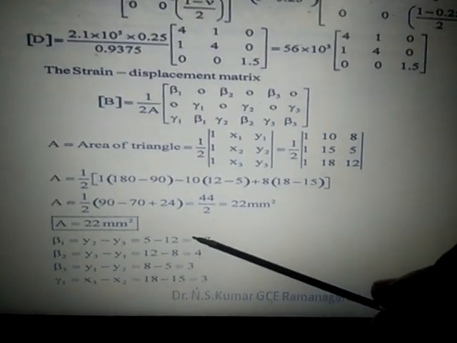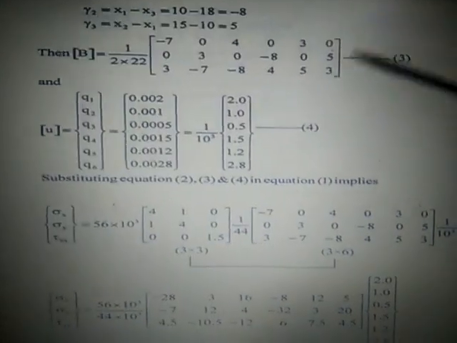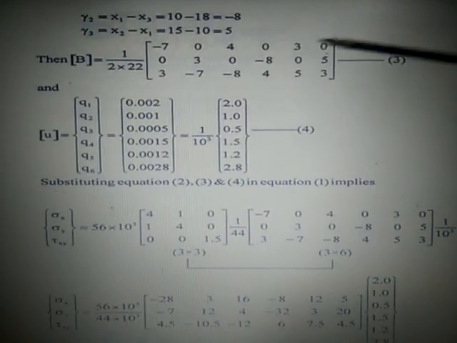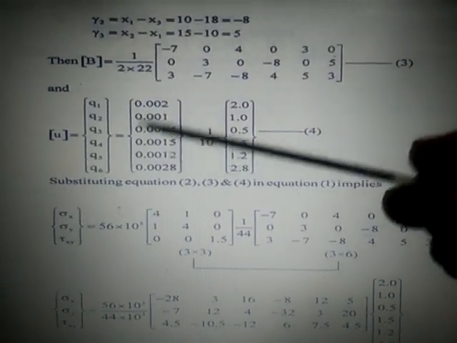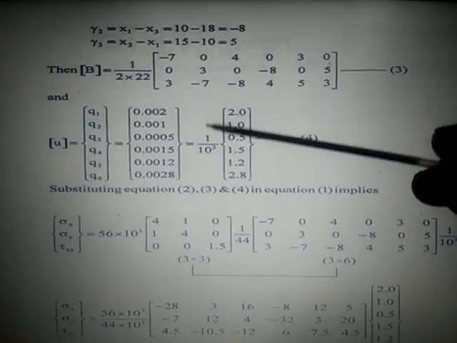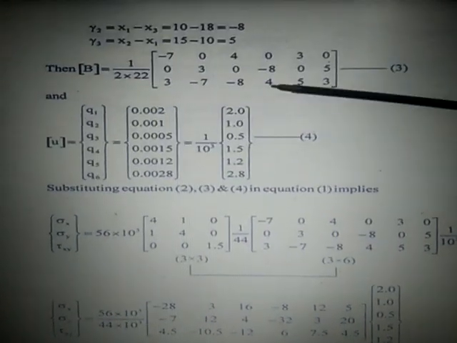Now you are also getting the coefficients beta 1, beta 2, beta 3, that is y2 minus y3, which is 5 minus 12, 12 minus 8, 8 minus 5, 18 minus 5, so you get all the values. Next step, you put it in the form of the strain matrix, with 1 over 2A and all the substitutions. Here u is already given in the question itself. Put all the values in the column matrix.